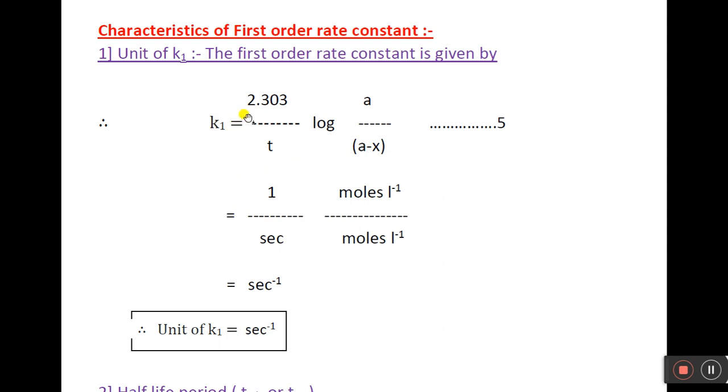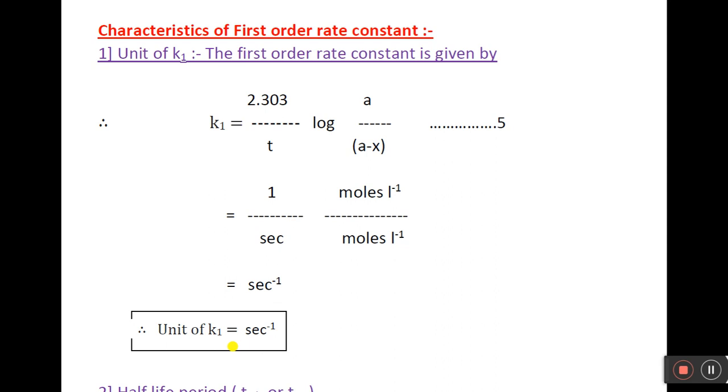Now in terms of unit, 2.303 is a number and has no unit. t stands for time. Time has unit second. a is for the concentration. Unit of concentration is moles per liter. a minus x is again a concentration, so the unit will be moles per liter. Moles per liter will cancel out. So the remaining term is 1 upon second, which is nothing but per second. Therefore, the unit of first order rate constant is per second.